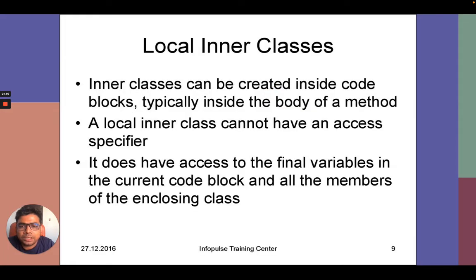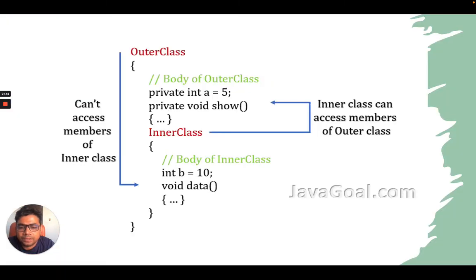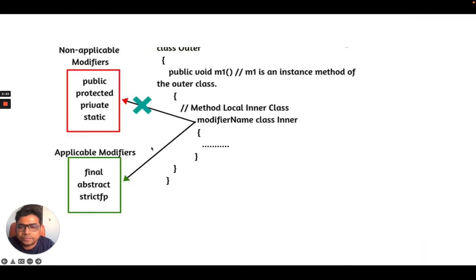The local inner classes can be created inside code blocks, typically inside the body of a method. A local inner class cannot have an access specifier. It has access to the final variables in the current code block and all the members of the enclosing classes. So a typical outer class and inner class you can see here. Inner classes can access members of the outer class, but the outer class cannot access members of inner classes.